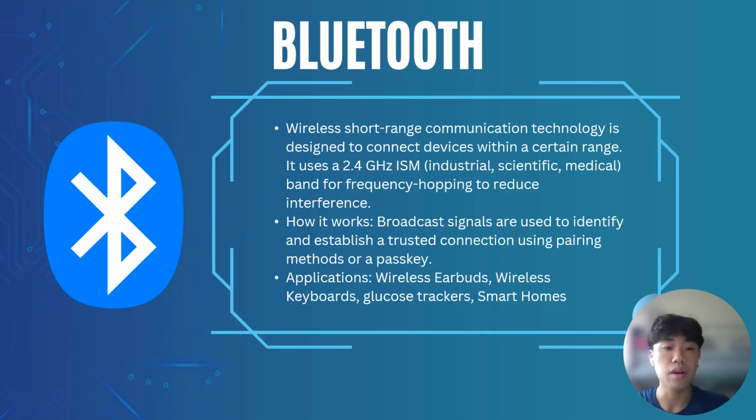So starting off, I'll be talking about Bluetooth. Bluetooth is a wireless communication protocol designed for short-range data transfer between devices. It operates within a 2.4 GHz ISM, also known as Industrial, Scientific, and Medical band, using frequency hopping to minimize interference. The way Bluetooth works is that it will broadcast its signals, which are used to identify and establish a trusted connection using pairing methods or a passkey among devices.